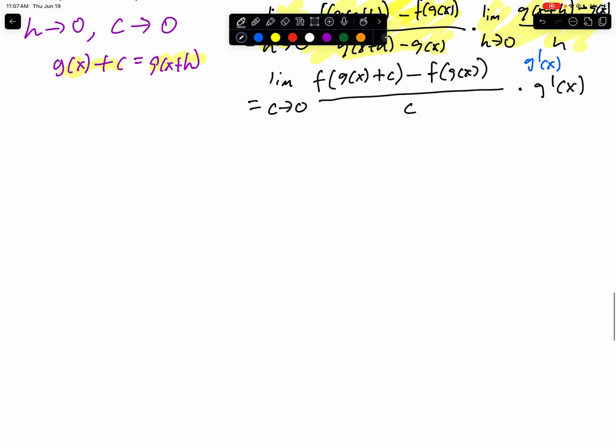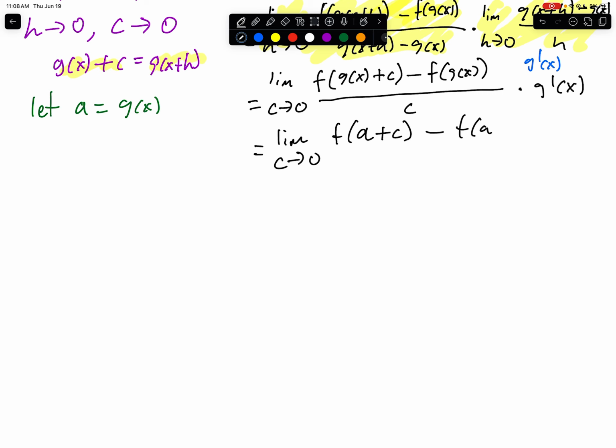And so now, hopefully you kind of see this already, but I'm going to make it even easier for you to follow. We're going to let a equal g of x here. So then we can rewrite this as the limit as c approaches 0 of f of a plus c minus f of a all over c, times g prime of x. And this is again the limit definition, but instead of at some value x, it is at some value a. So it's the derivative at some value a.